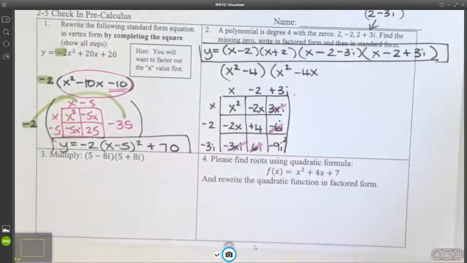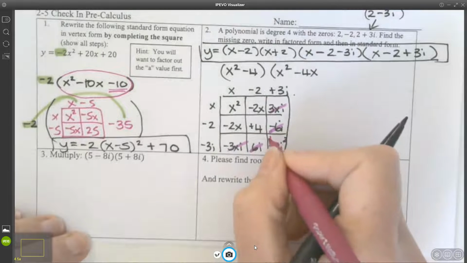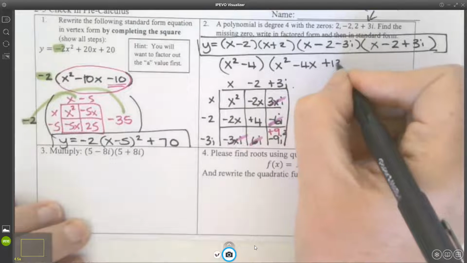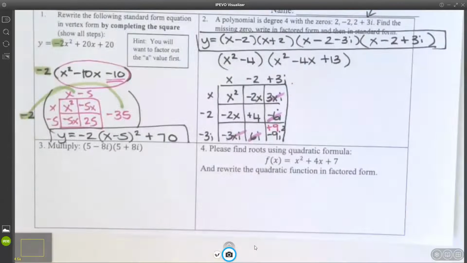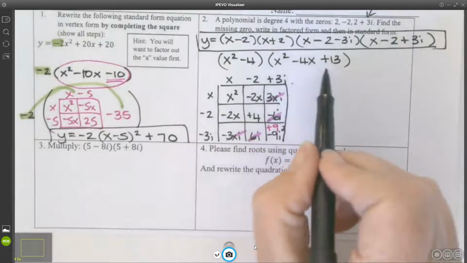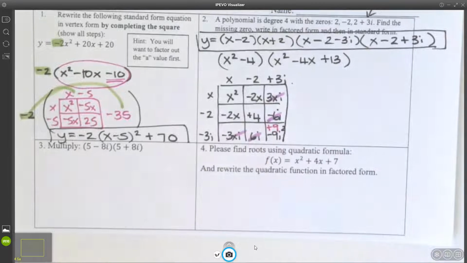So negative 9i squared, remember the i squared is negative 1. So this is really equivalent to positive 9. And so I'm going to add positive 9 plus 4, and that's going to be 13. So this part here multiplies to be x squared minus 4x plus 13. These first two factors multiply to be x minus 4.